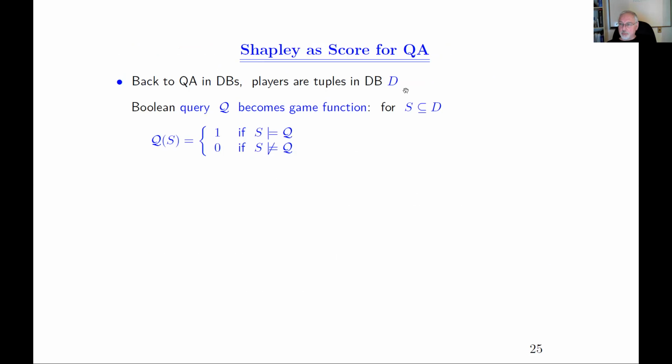We have all the tuples in the database as players. We have a Boolean query that becomes the gain function. So the gain function is very simple. For a set of players, I mean, a set of tuples or a sub-instance of the initial instance, the gain function is 1 if the query is true in that sub-instance, or 0 if it is not true in that sub-instance of the database. So it's a very simple, but also natural gain function.